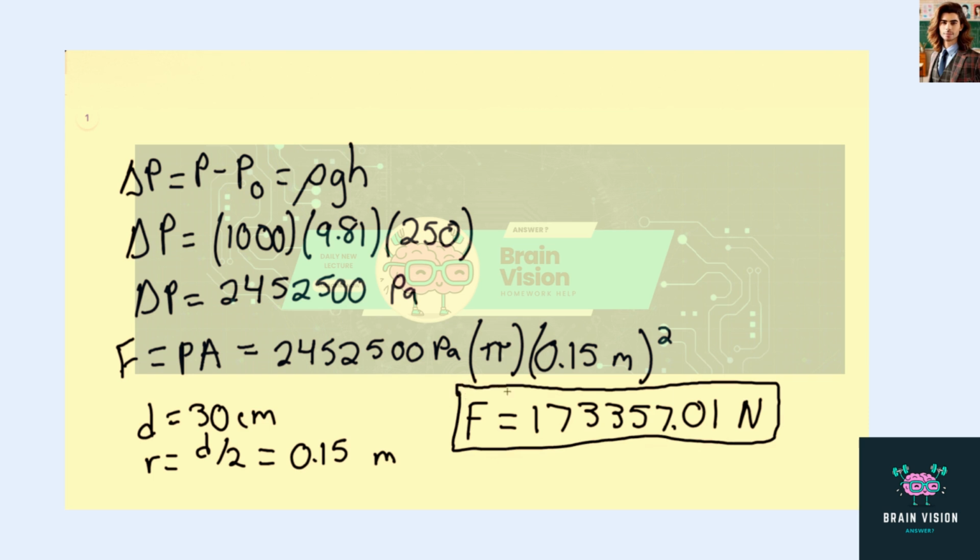So this would be the force due to the air inside of the diving bell and the water outside of the diving bell, and then this is simply the gauge pressure at a depth of 250 meters. And that's the end of the solution.